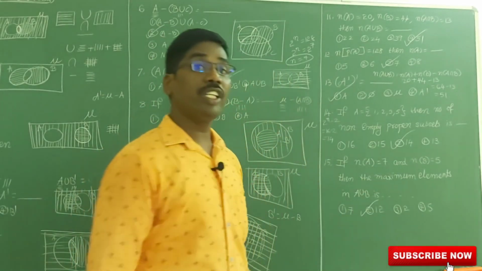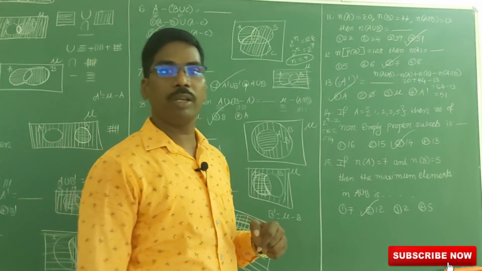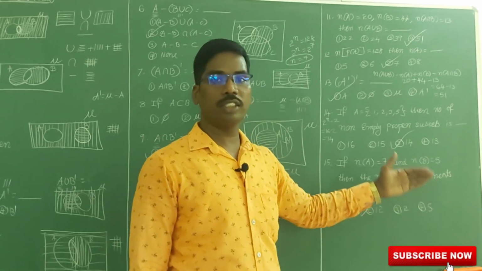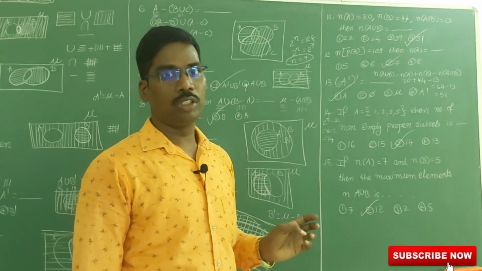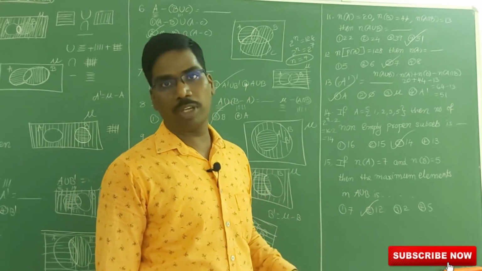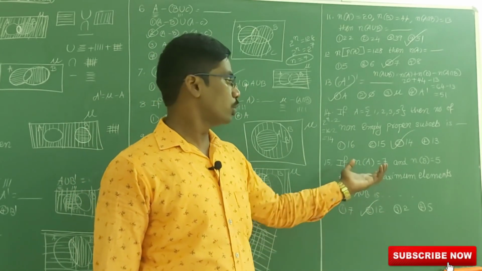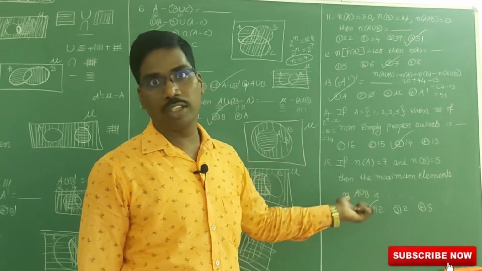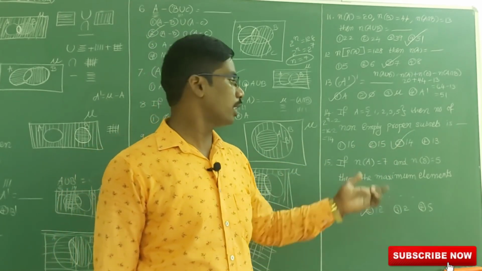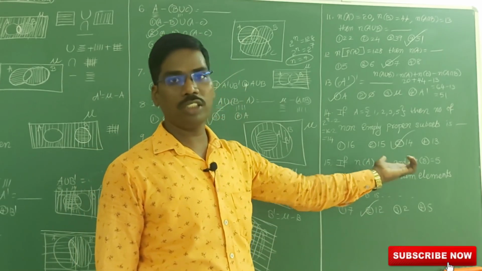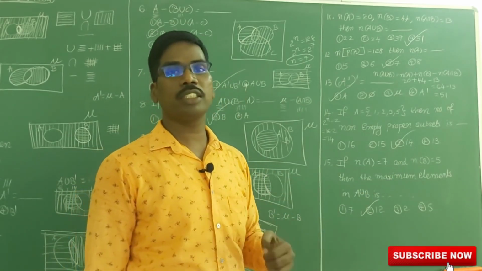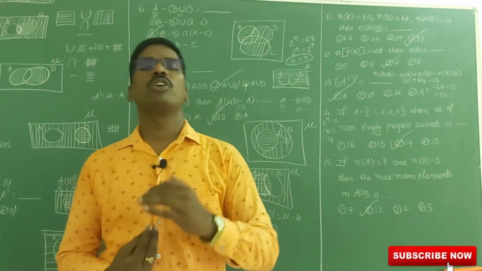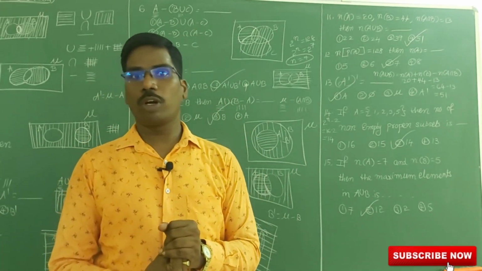Maximum elements. If they are asking minimum elements, these are the common elements we have to take: 7 only. Answer 7. If they are asking maximum elements in the intersection, the answer is 5, because the intersection can have at most 5. If they are asking minimum elements in the intersection, the answer is 0. So like that we can do sets, which are most important for problems.